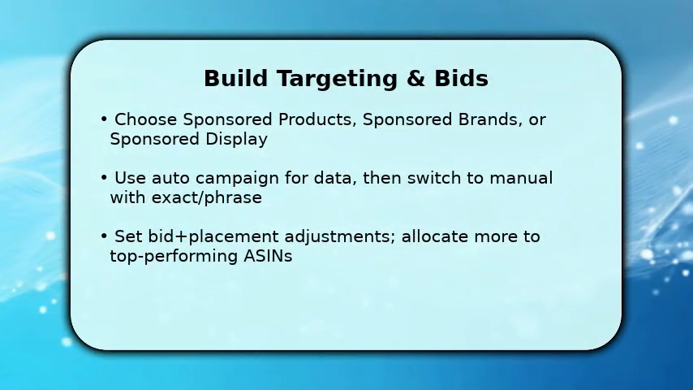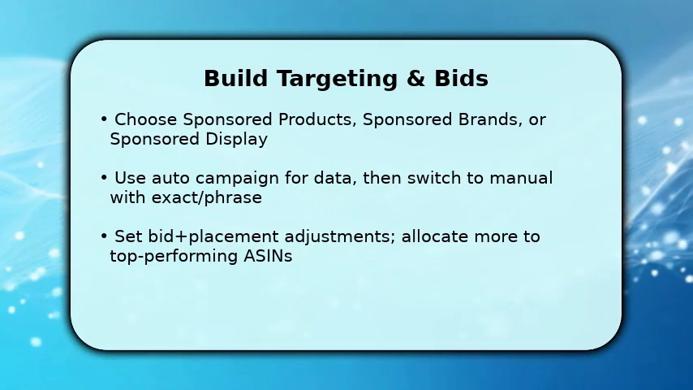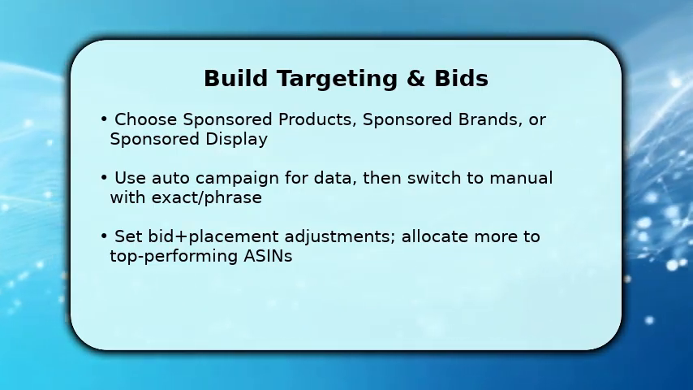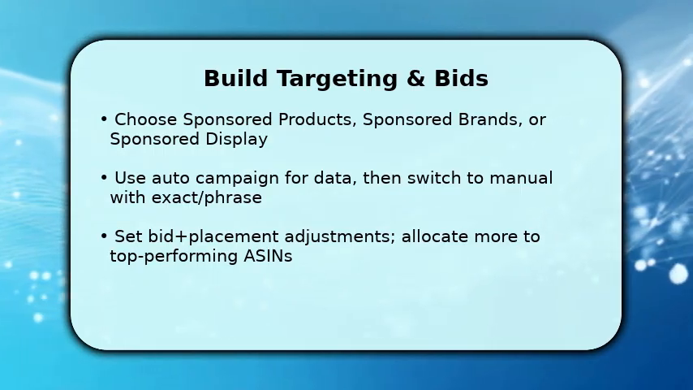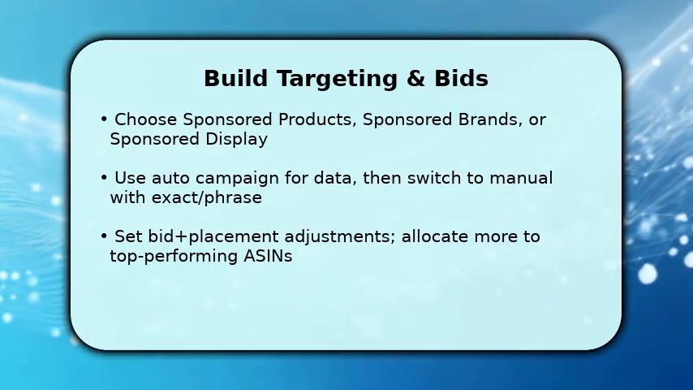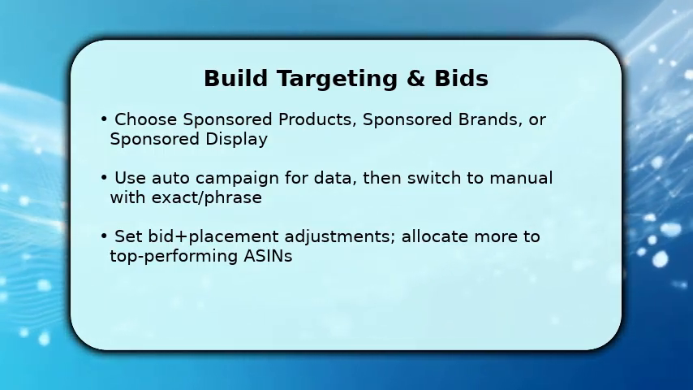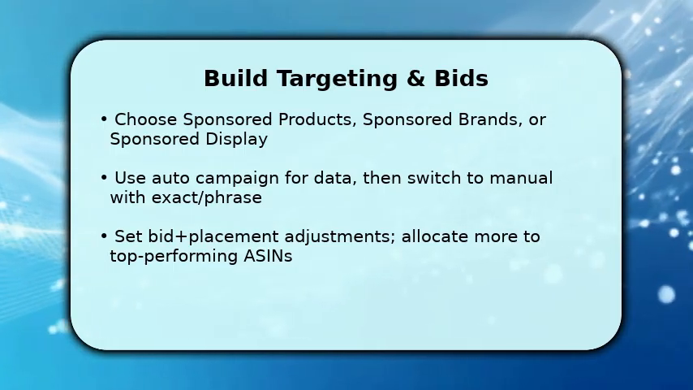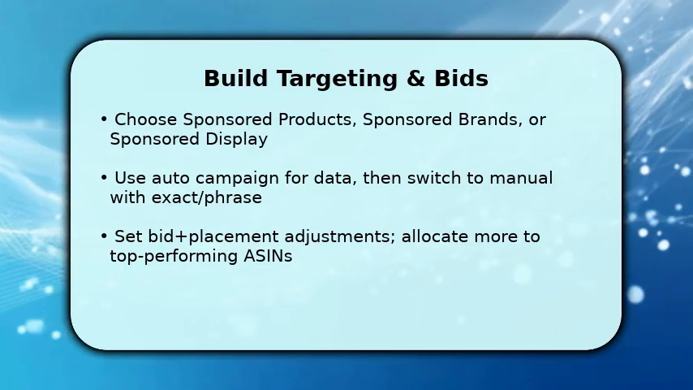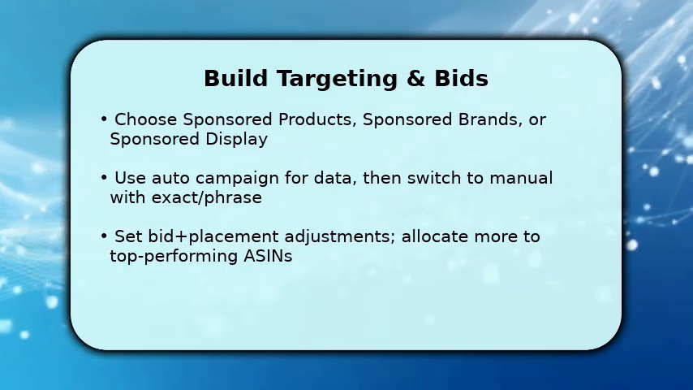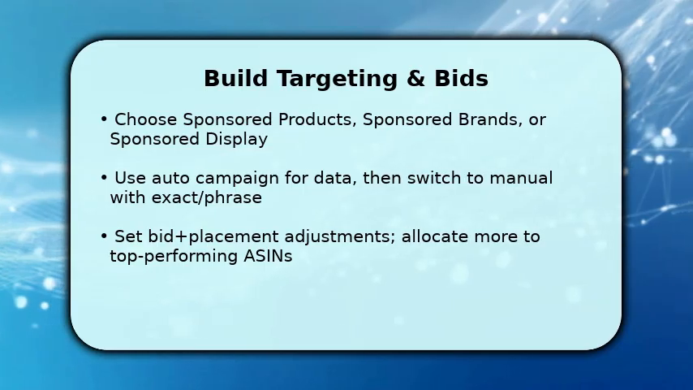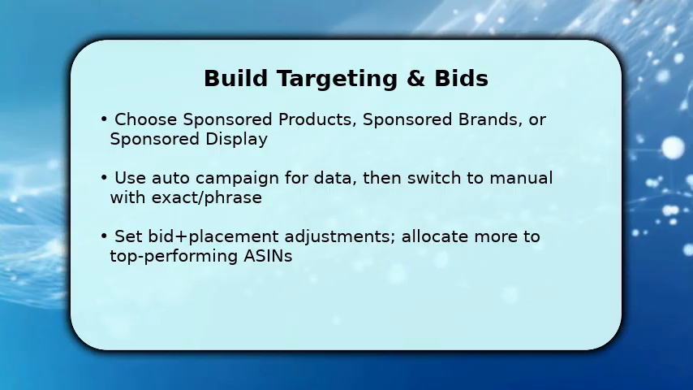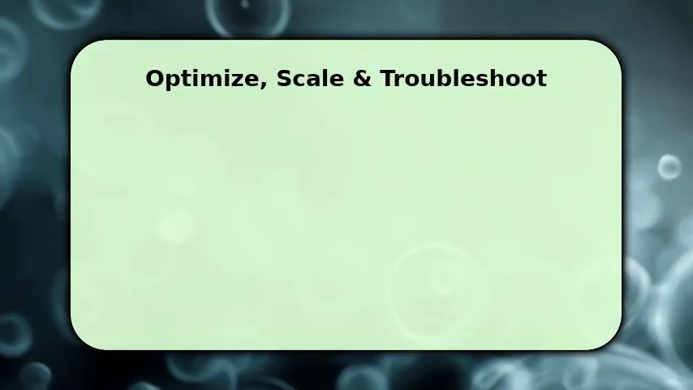You now build targeting and bidding. Start an auto sponsored products campaign to harvest converting search terms. Once you have data, create manual campaigns using phrase and exact match for high-intent keywords. Set initial bids based on your ACOS goal and adjust placement bids for top product pages. Make sure to separate match types and ASIN into ad groups for clearer performance signals, and schedule bid reviews every 48-72 hours early on.